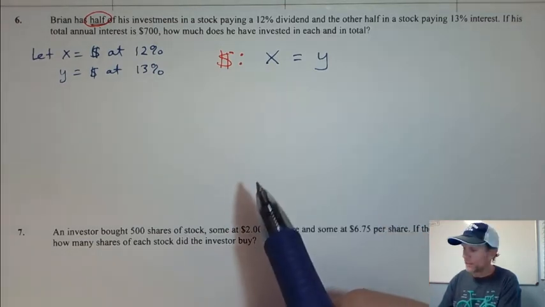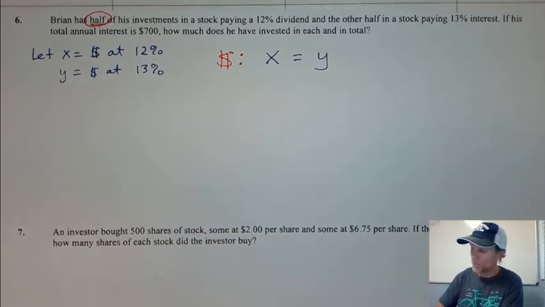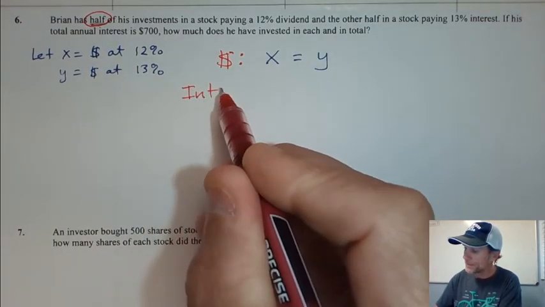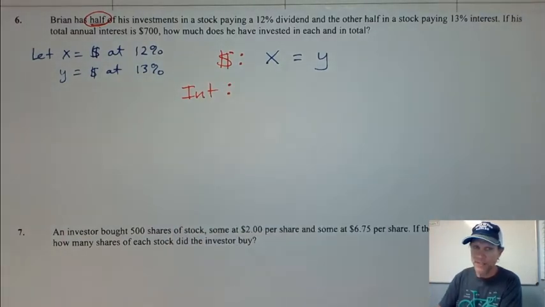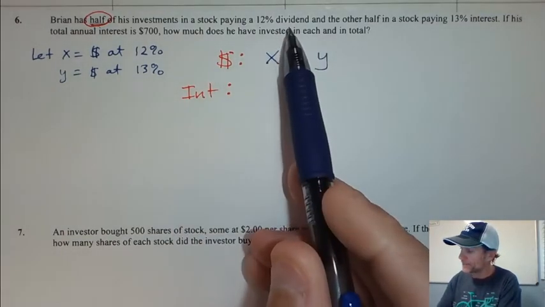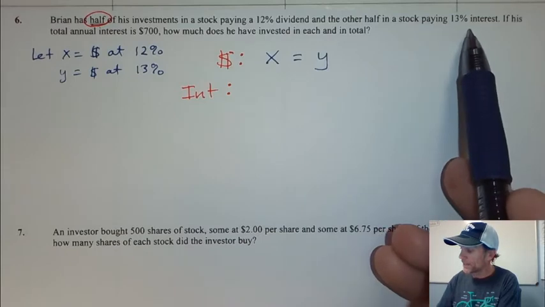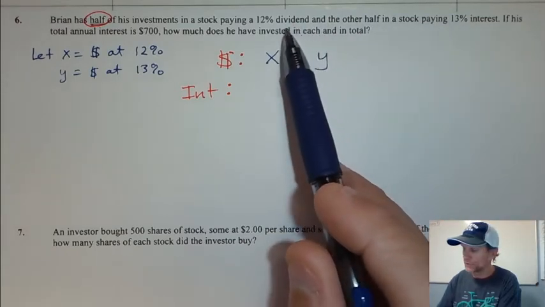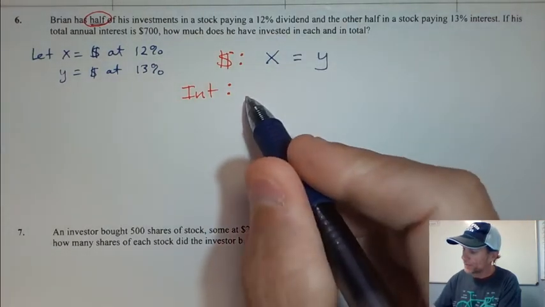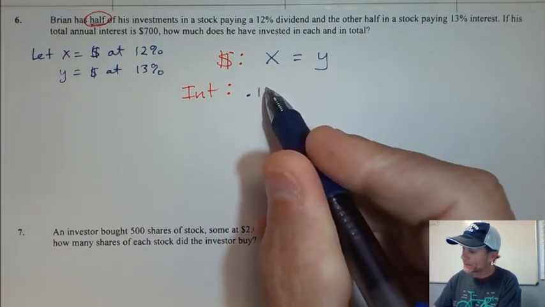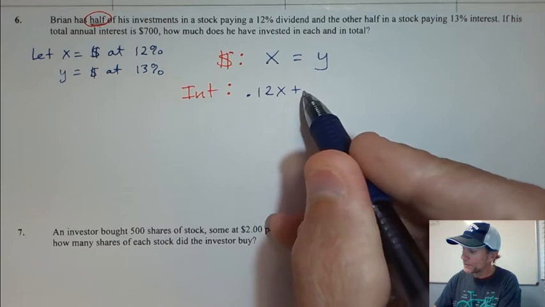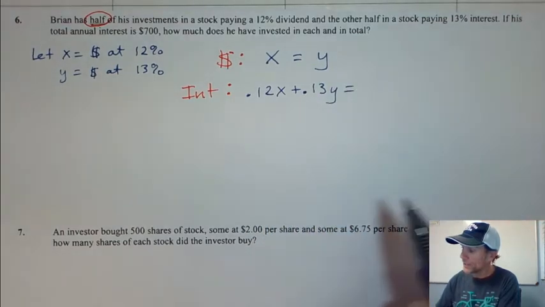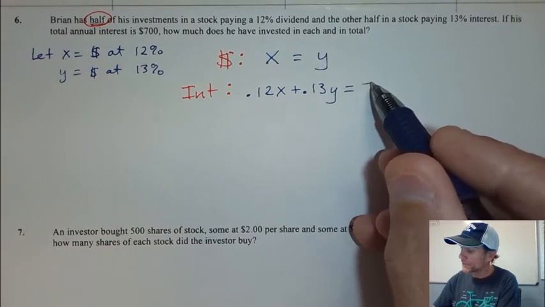Now we still can go ahead and form our interest statement. They do use some different terminology here. They say dividends and stocks paying interest, but it's the same idea. For dividends, we're just going to use the interest formula. So we have 0.12x plus 0.13y equals, and the total interest is $700.